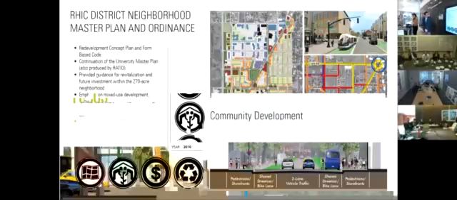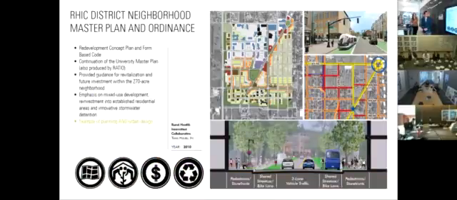So first project is the Rick District Neighborhood Plan and Ordinance. This is in Terre Haute. Finished this a few years ago. As many of you know, we have a long-term relationship with the university, with ISU in Terre Haute, and so this is a plan that ran at the heels of the university master plan.